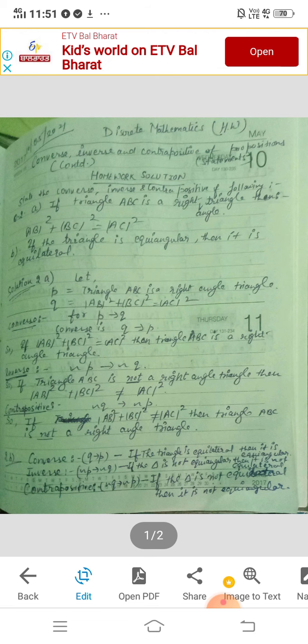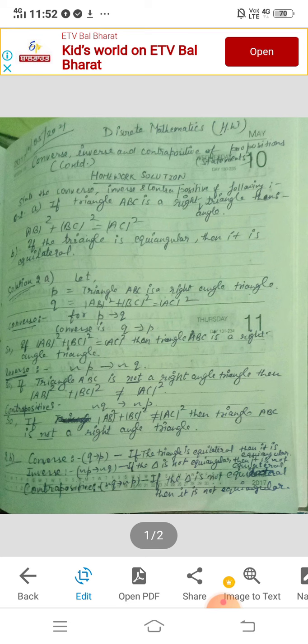So the formula for converse is, for P implies Q, converse will be Q implies P. We will reverse the direction. P implies Q will become Q implies P. So the statement will be: if AB squared plus BC squared is equal to AC squared, then triangle ABC is a right angle triangle. The formula for inverse is not P implies not Q.